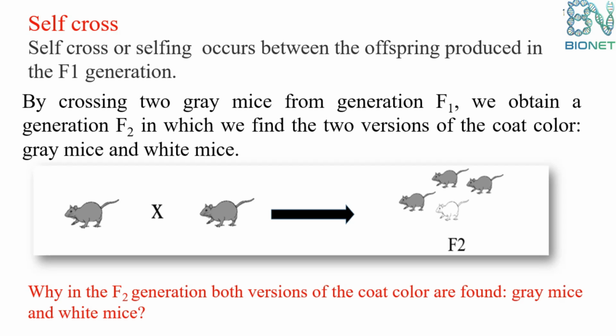Now we are going to study the cross between two F1 individuals. This gray mouse with this gray mouse, both are heterozygous, both are hybrid. Each one of these two mice carries an allele G and an allele W. The cross between two F1 individuals having the same genotype is known as self-cross or self-fertilization.